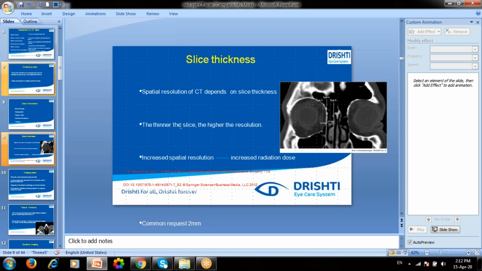So if your slice thickness is thinner, there will be higher resolution, because if you pass a torch light through a glass, the rays will pass more. From a wooden door or wooden window, the light will not pass. In the same way, if your slice thickness is less, the resolution will be more. If your slice thickness is more, the resolution will be less. So it depends upon the clinical evaluation, how much thickness you want.